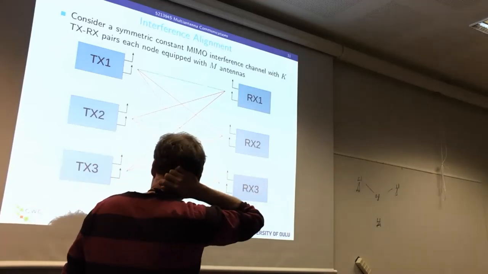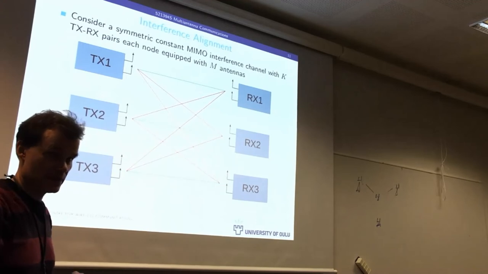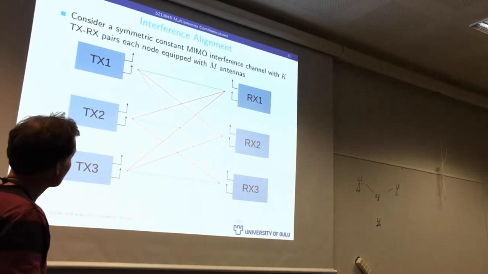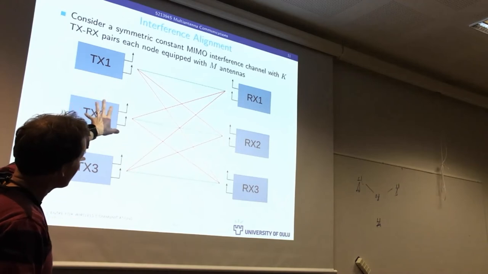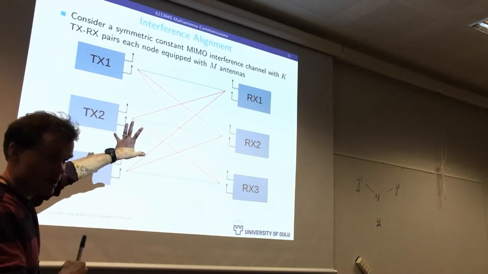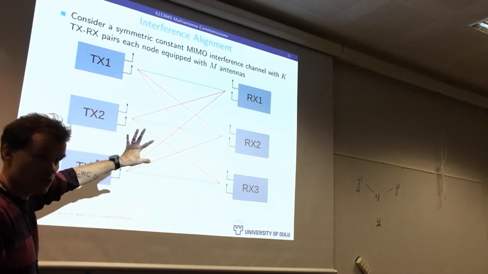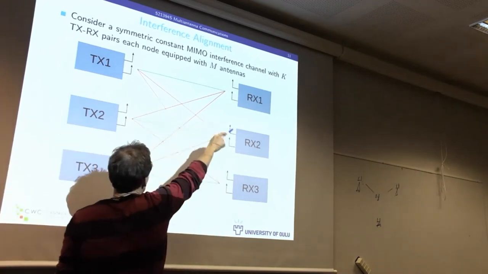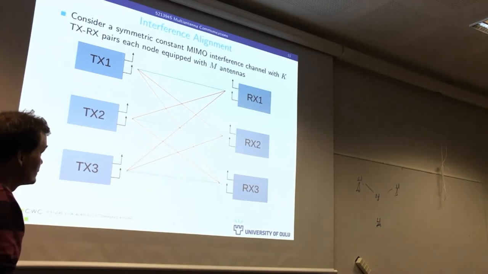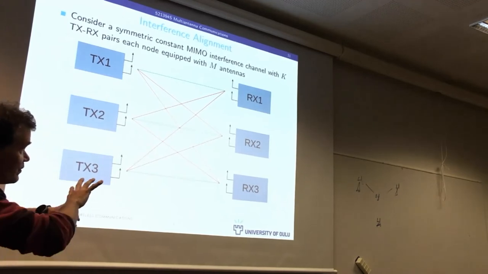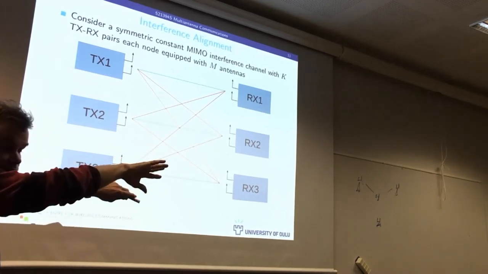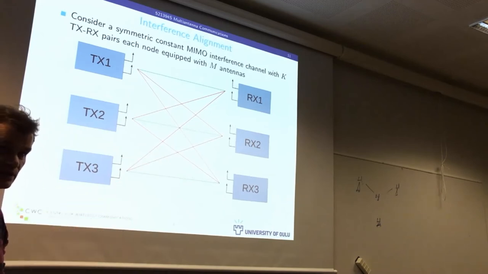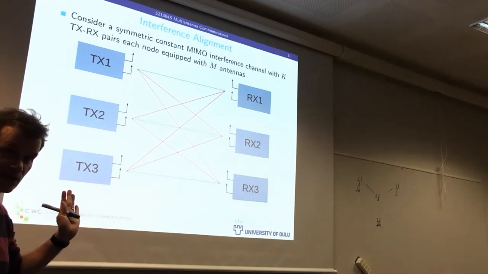So the question is how many streams we can transmit here interference free. You can see that every point-to-point link is upper bounded by two streams. It's 2x2 MIMO here, 2x2 MIMO here, 2x2 MIMO here. Ideally, if these users are very close to their base stations, each user could be served with two streams, because the interference can be ignored.